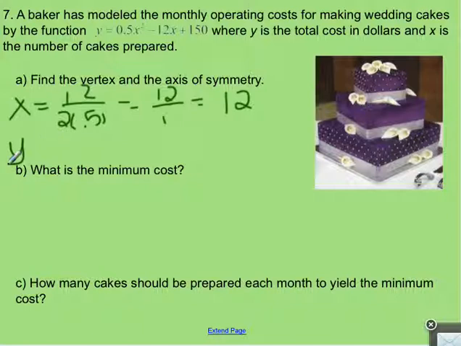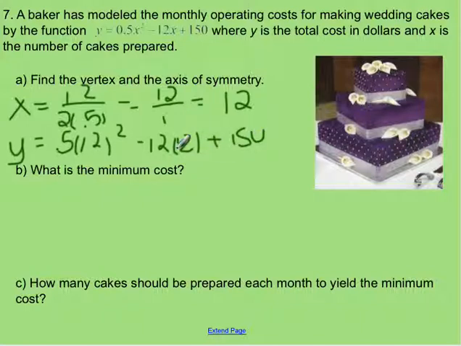Okay, so let's take a look at what our y value is going to be. So we're going to plug in 12 for each of our x's. So you're going to take 0.5, make sure you type 0.5 into your calculator. 0.5 times 12 squared minus 12 times 12 plus 150 is going to give you 78. So your vertex is (12, 78). Cool. What is this problem?